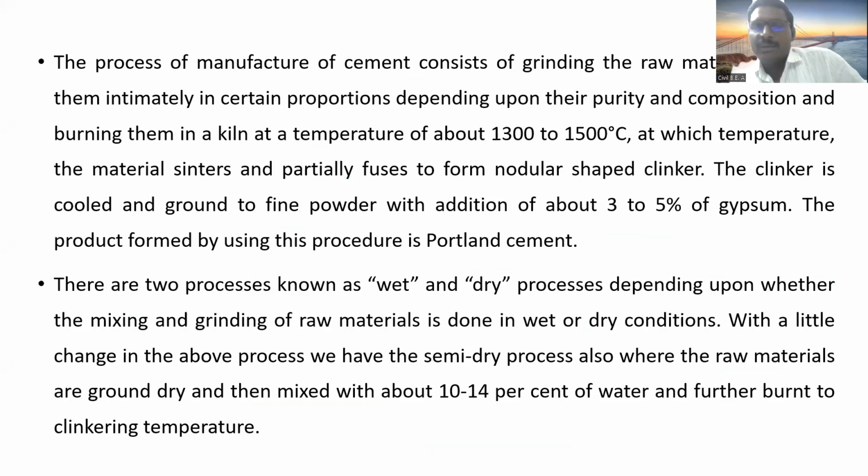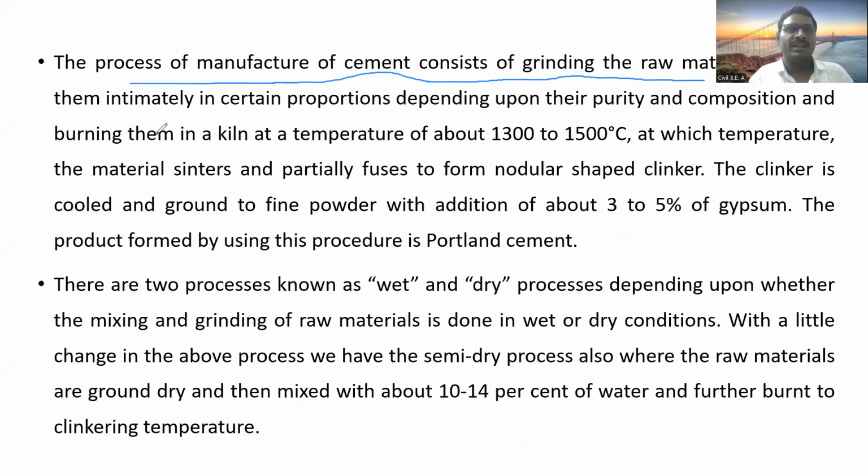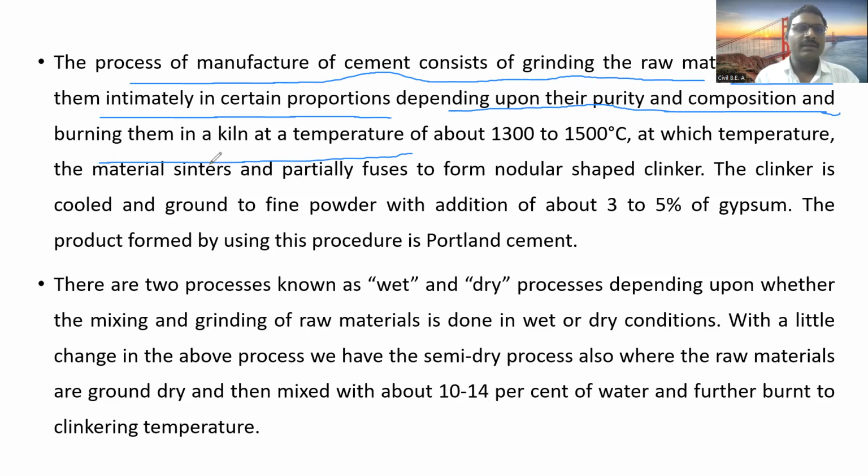So if we talk about the manufacturing process of cement, it consists of grinding the raw material, then mixing them initially in a certain proportion depending upon their purity and composition, and again burning them in the kiln. What are the raw materials? Limestone is a raw material, chalk is a raw material, and clay is a raw material to make the cement. That material we burn in the kiln at a temperature of 1300 to 1500 degrees Celsius.